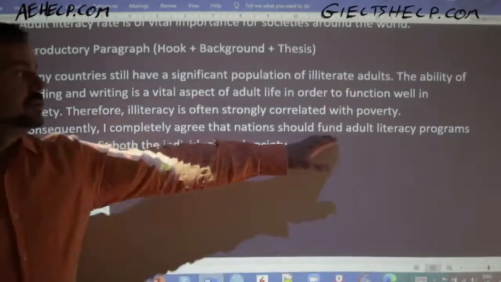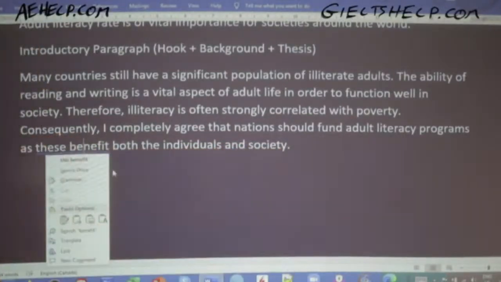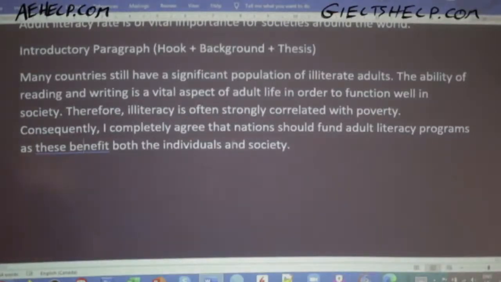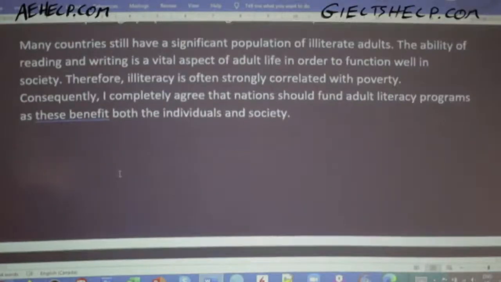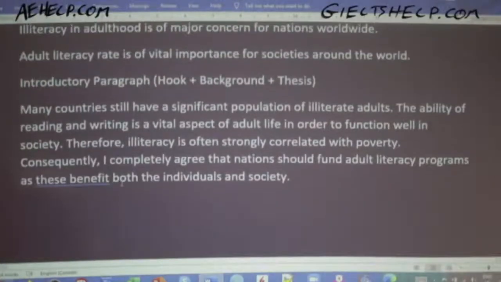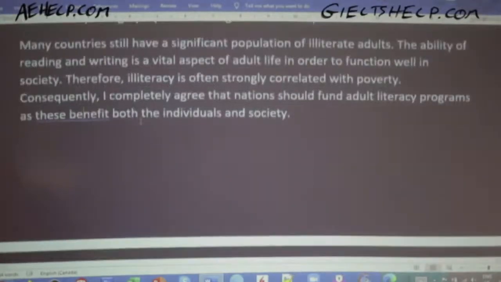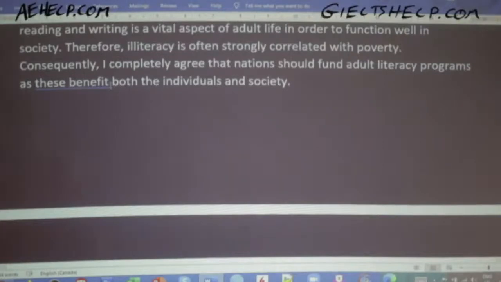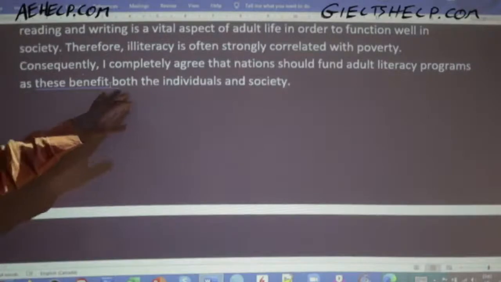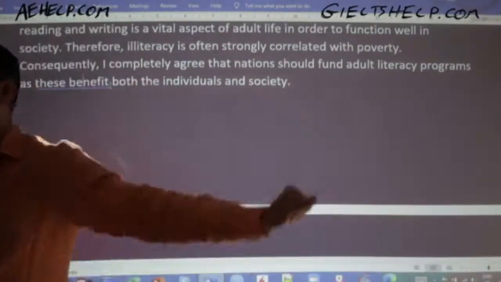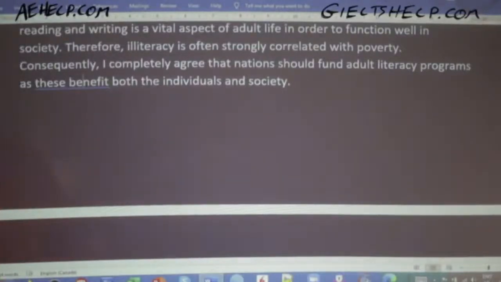No, Rajveer, it wouldn't make sense to, because fund is the verb here. So, no. It's correct. So I've read it 3-4 times. I'm sure it's correct. I completely agree that nations should fund adult literacy programs as these benefit both the individual and society. Yeah. Okay. Yeah, the action benefits. I see what you're saying, Rajveer, with the fund. So funding, it benefits both the individual and society, but I'd rather modify programs here. So, yeah. Okay, good question, Rajveer. Great question.